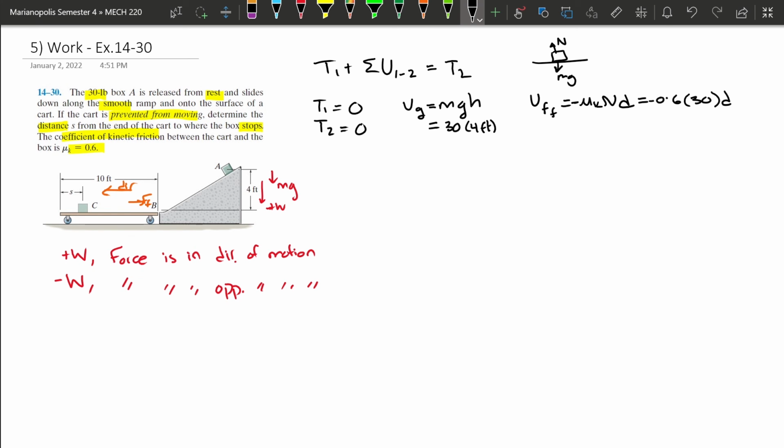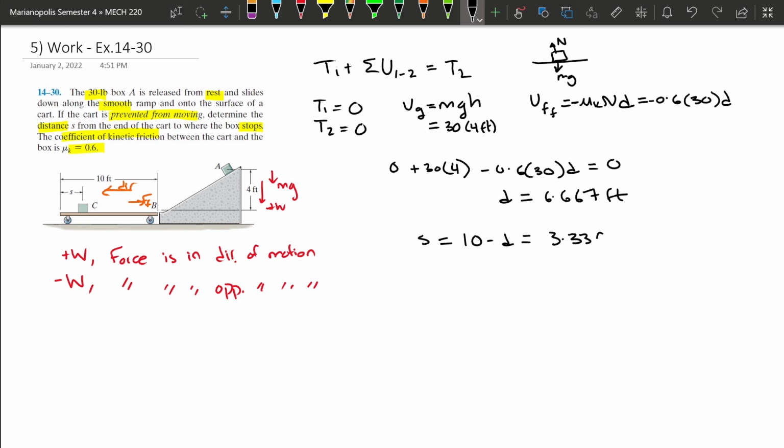So if we plug that in, we have 0 plus 30 times 4 minus 0.6 times 30 times d is equal to 0. Solving for d, we get d is equal to 6.667 feet, and then they want the distance s. S is just 10 minus d, which is going to be 3.33 feet. And that's our answer.